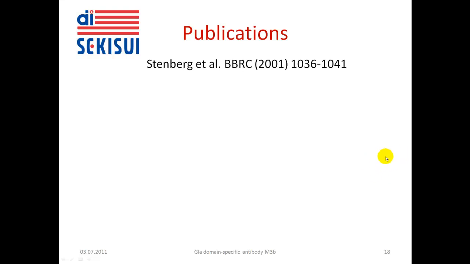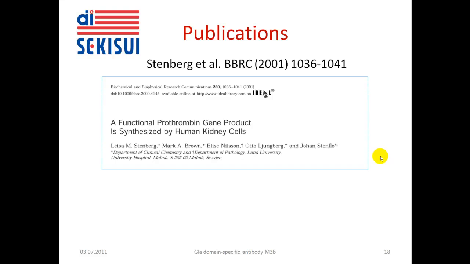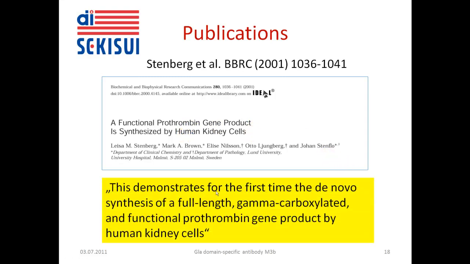Now I will proceed with some selected publications in which the antibody M3b was used. There is a publication by Stenberg and colleagues in 2001 in which they identified a functional prothrombin gene product in human kidney cells. This was the conclusion. This study, which used the antibody M3b, demonstrated for the first time the de novo synthesis of a full-length gamma carboxylated and functional prothrombin gene product by human kidney cells.